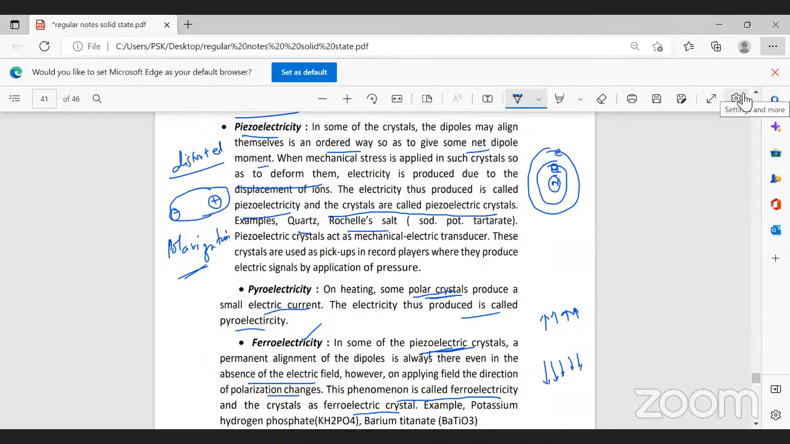Is there any clarification? Sir, could you do that ferroelectricity again, sir? Okay. Now, what is piezoelectric material? See, piezoelectric materials are material which develop dipoles when, see here, some of the crystals, dipole may align themselves. This is a dipole. They will align themselves in an orderly way. So this is a dipole.